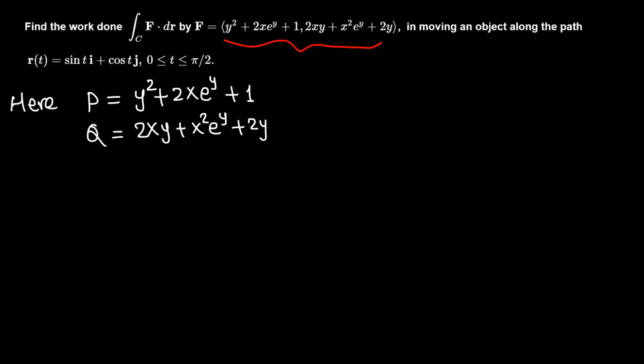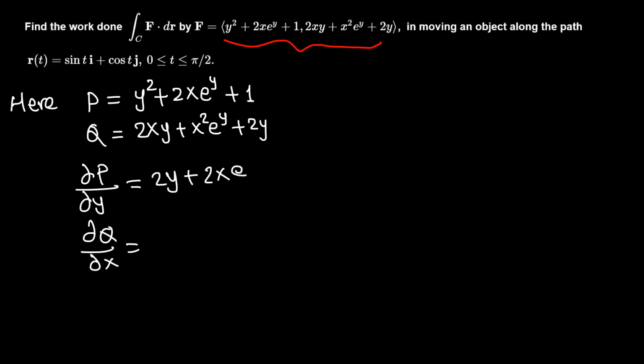So if the following two partial derivatives are the same, partial of P with respect to y is the same as partial of Q with respect to x, and since the domain is all the points in the plane, which means the domain is simply connected, then F is a conservative force field. Let's find the partial of P with respect to y. That's 2y plus 2x, e^y just e^y, plus the derivative of 1 is 0.